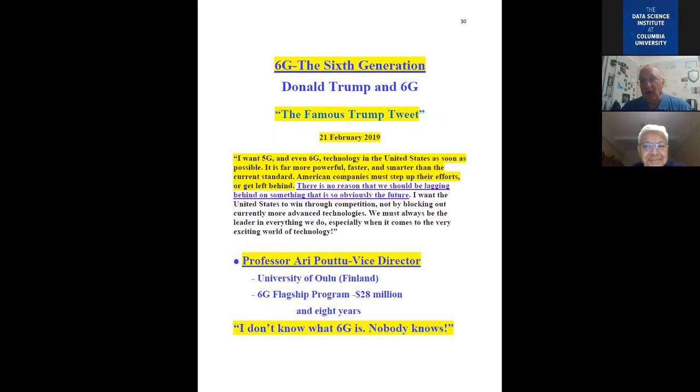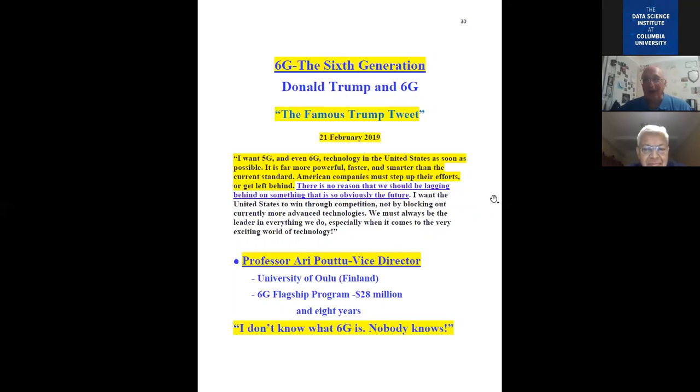6G, again, a year ago when I mentioned this, I was jokingly going to put up 6G in a talk I gave, and then I realized that I'd already been to a conference on 6G. In fact, in February of 2019, these are the famous Donald Trump tweets, which you can read for yourself over here. But basically, there's no reason that we should be lagging behind on something that is so obviously the future, which may be, I don't want to get involved in politics, but maybe the smartest thing he said in the last few years. But basically, he was talking about 6G.